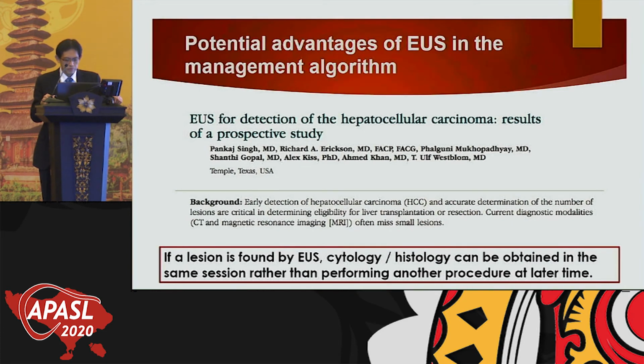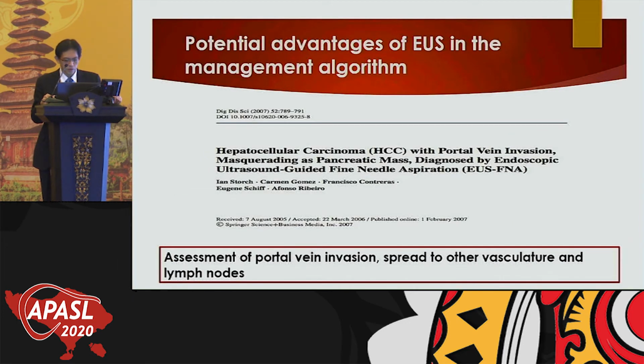And of course, if a lesion is found by EUS, the cytology or histology can be obtained in the same session rather than performing another procedure at a later time. And we can also assess the possibility of portal vein invasion, spread to other vasculature, and also the lymph node.